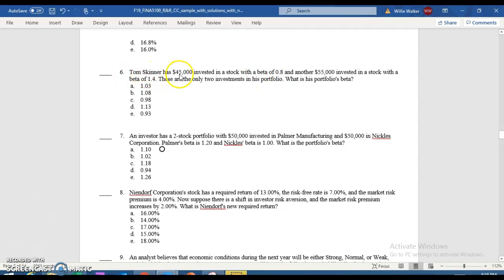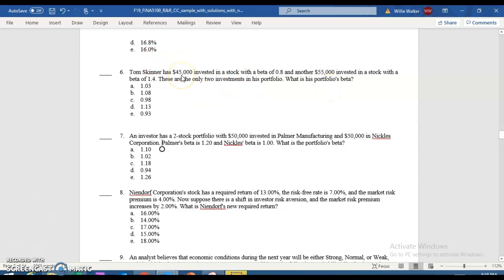So Tom Skinner has 45 grand invested in a stock with a beta of 0.8 and another 55 grand invested in a stock with a beta of 1.4. He has a 2 investment portfolio. What is his portfolio beta?